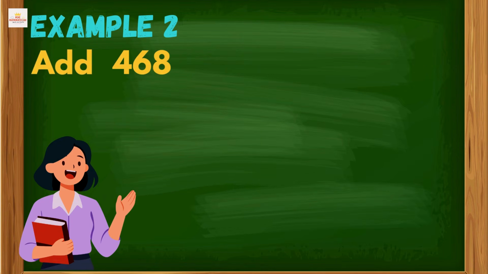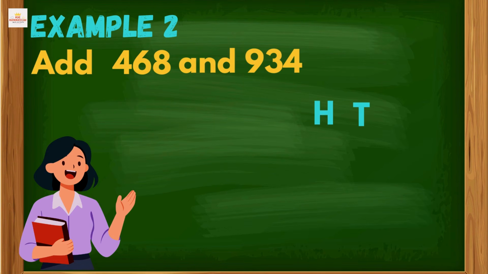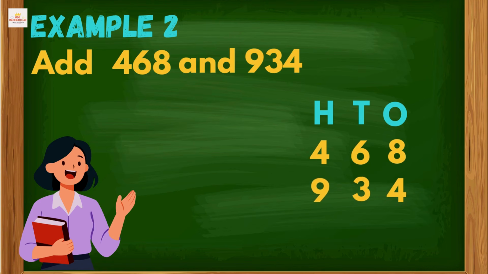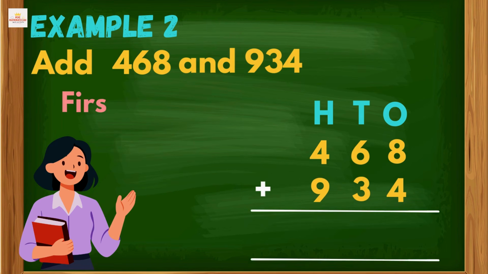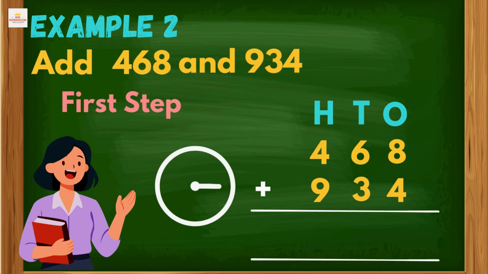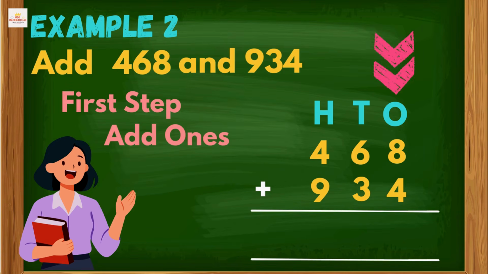Example 2. Add 468 and 934. What is the first step? Add the ones. We add 8 plus 4 equals 12.